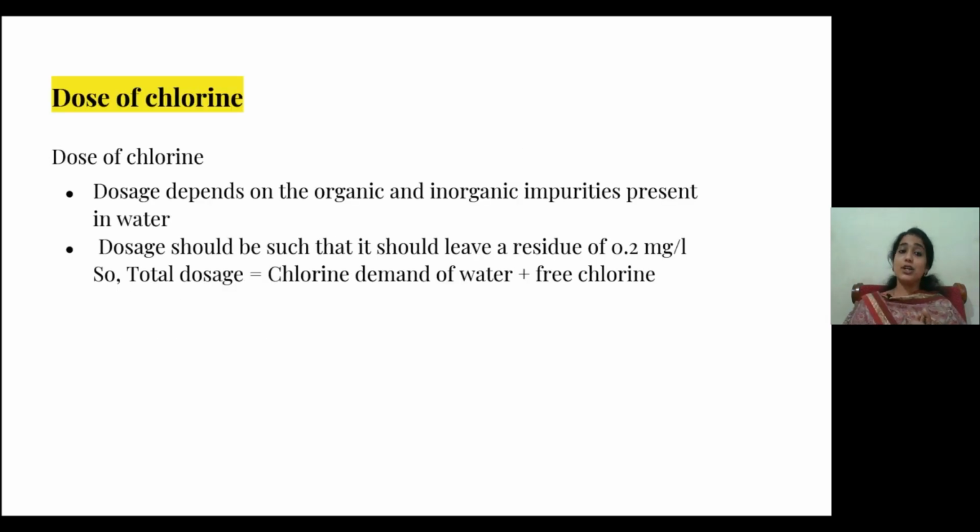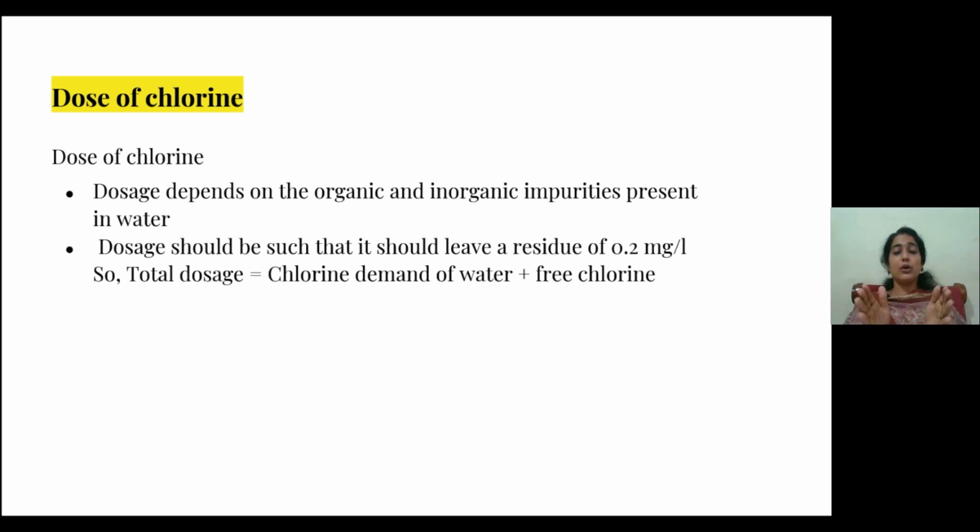Then the next is dose of chlorine. Dosage depends on organic and inorganic impurities present in water. And the dosage should be such that it should leave a residue of 0.2 milligram per liter. That is, the residual chlorine present in the treated water should be 0.2 milligram per liter.